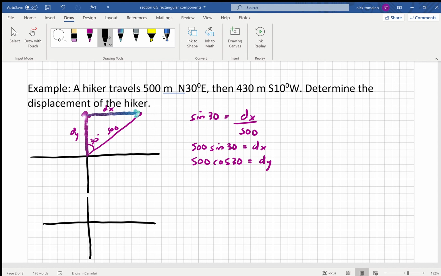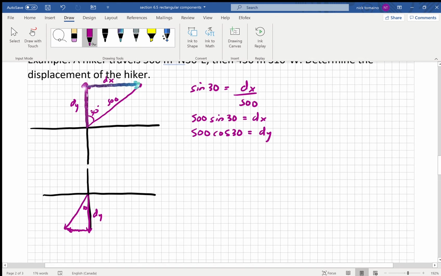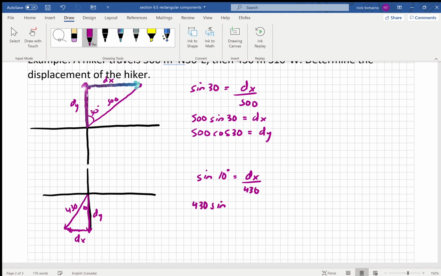Okay, and the hiker is going to go 430 south, 10 degrees west. So this way here, and this is 10 degrees. So again, we have this and this here. So we have our distance y and our distance x, and this is 430. Okay, so we are going to get sine 10 degrees is equal to dx over 430. So 430 times sine 10 is equal to dx, and 430 cos 10 is equal to distance in the y.